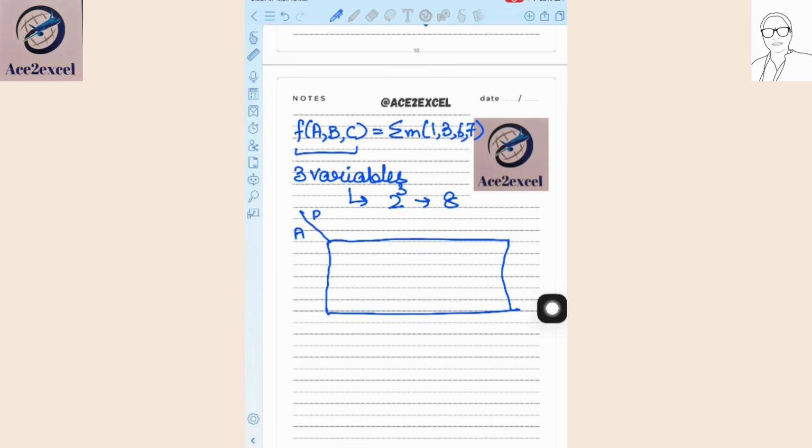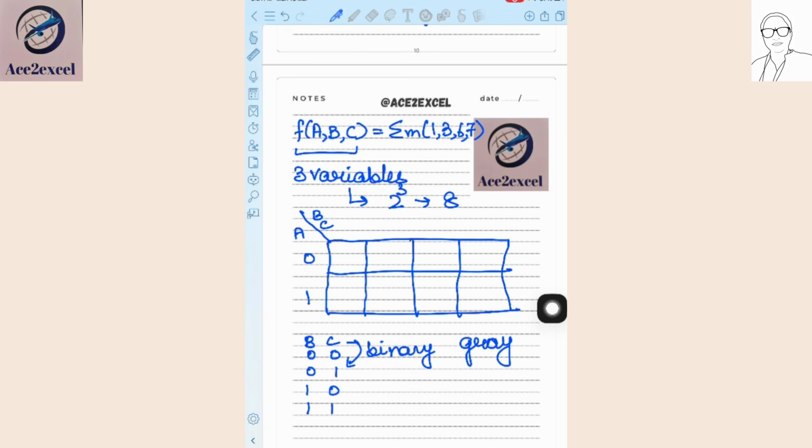A, B, C. Now A can be 0, A can be 1. When we are talking about the two values BC, BC can be 00, 01, 10, 11. This is the binary representation. But do keep in mind, in K-maps we use gray codes. So if you convert each of these binary into equivalent gray codes, the values are 00, 01, 11, 10.